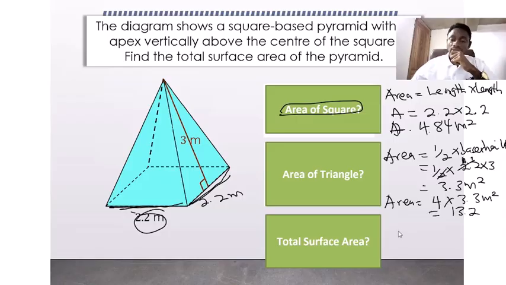So the total surface area for the entire pyramid will consist of 13.2, which is the area for the 4 triangular faces, and the area for the square, which is 4.84. So the total surface area now becomes 18.04 meters squared.